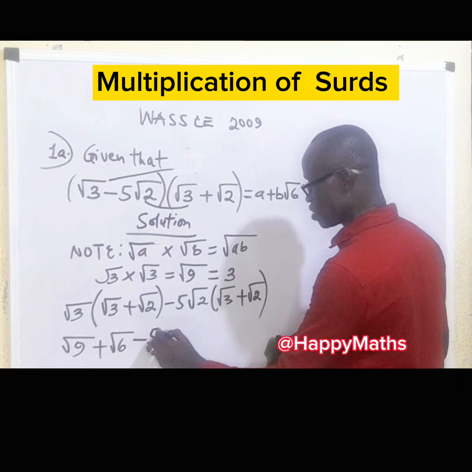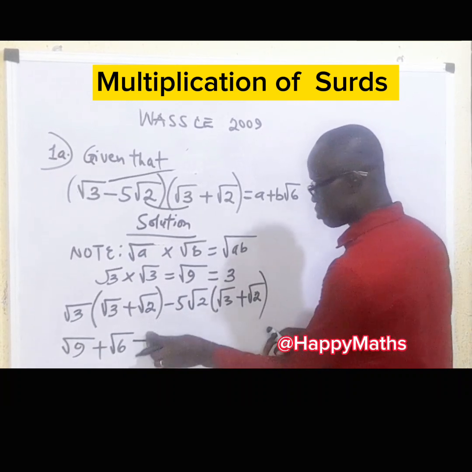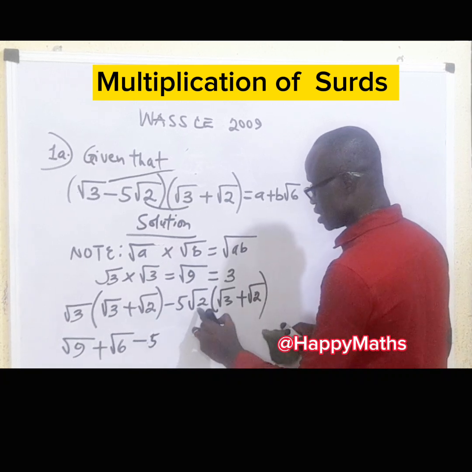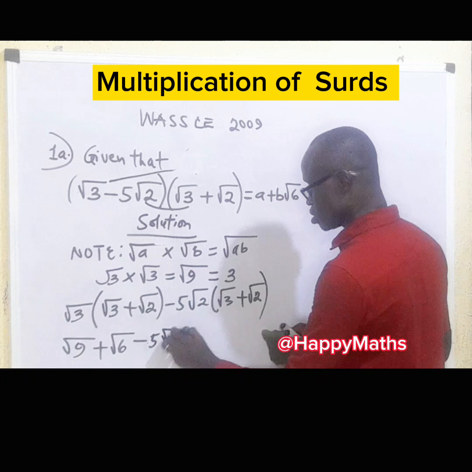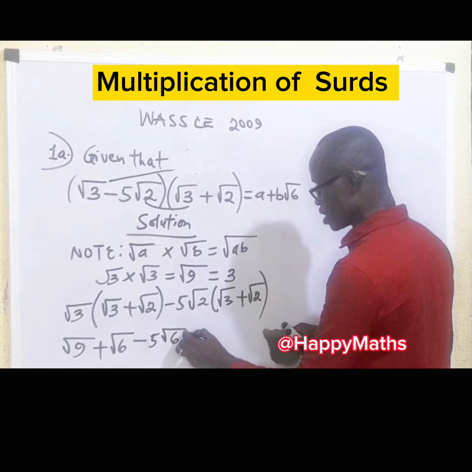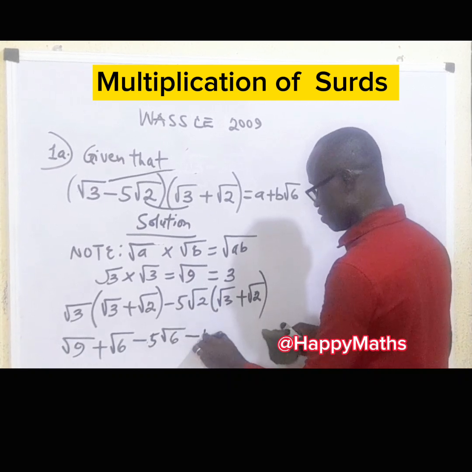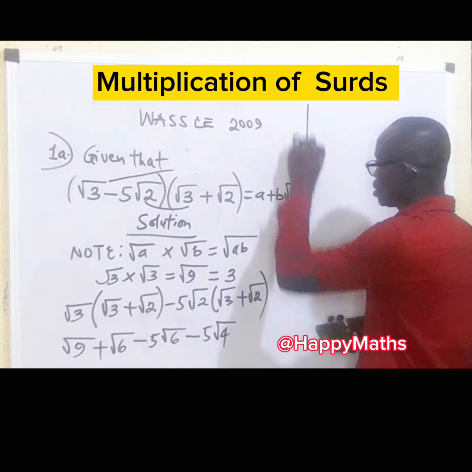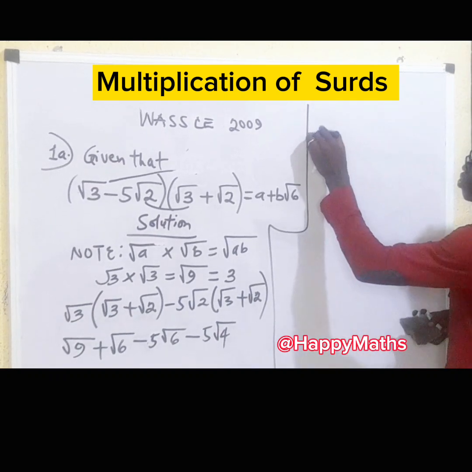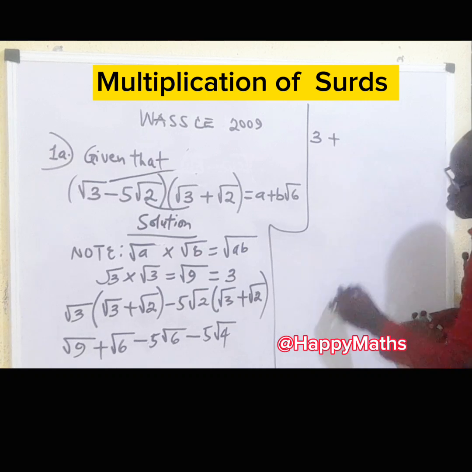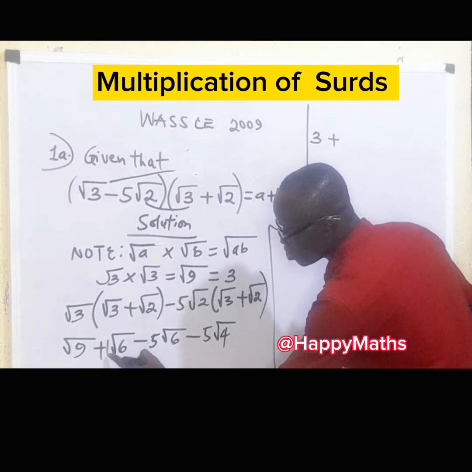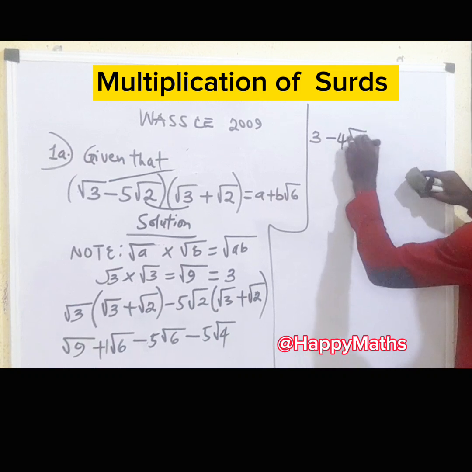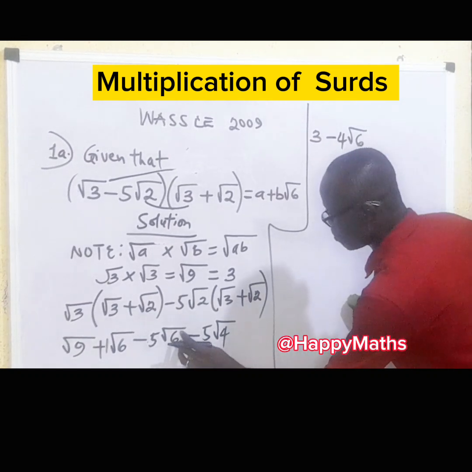Then minus 5 root, okay, beg your pardon. Now take your negative 5, bring it out. Then root 3 times root 2 will give us root 6. Negative times positive, you get negative. Then 5, the two roots also, multiply them to get root 4. Now let's solve further. The square root of 9 will give us 3 plus, note, there is an invisible 1 here. So 1 minus 5 will give us negative 4 root 6. Then you have this as negative.